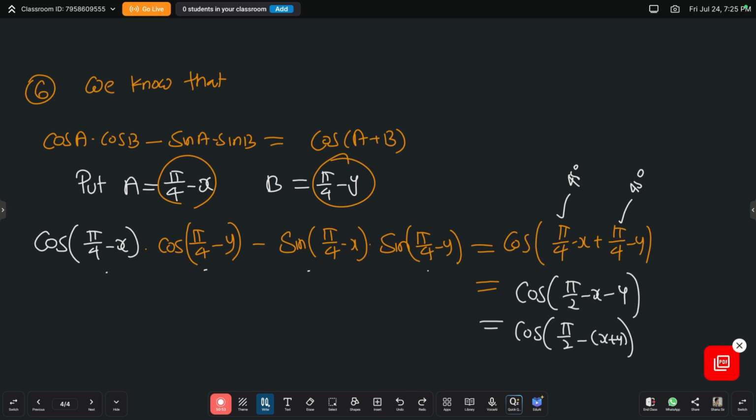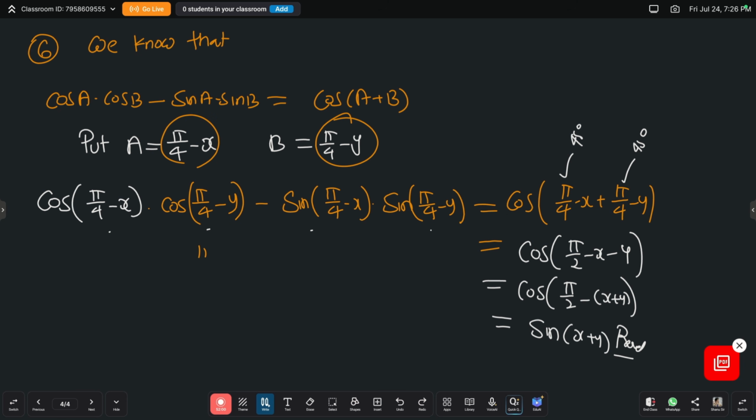What is cos pi by 2 minus theta? Directly sin. So sin of x plus y. Okay, hence proved. This is only a copy, same, no change. You already got the left hand side, then why change?